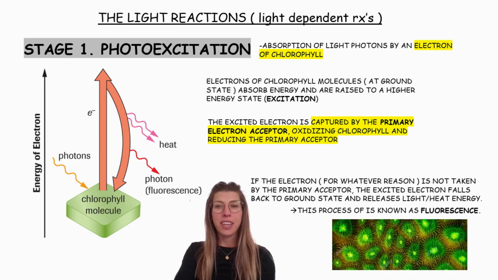If it's not taken by the primary acceptor, that energy has to go somewhere. So the excited electron falls back to the ground state and releases bits of light and heat. And this is the phenomenon of fluorescence. You could see in this diagram below, it is a reef that has photosynthetic cells. And in some cases, those electrons are not accepted and they release a glow.